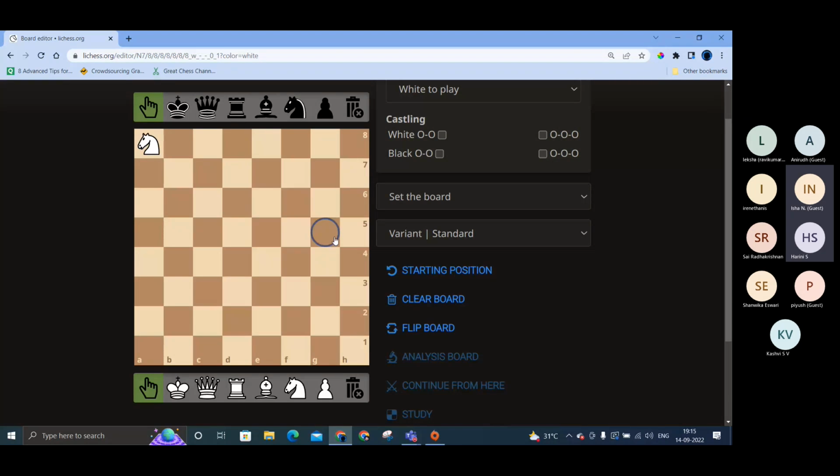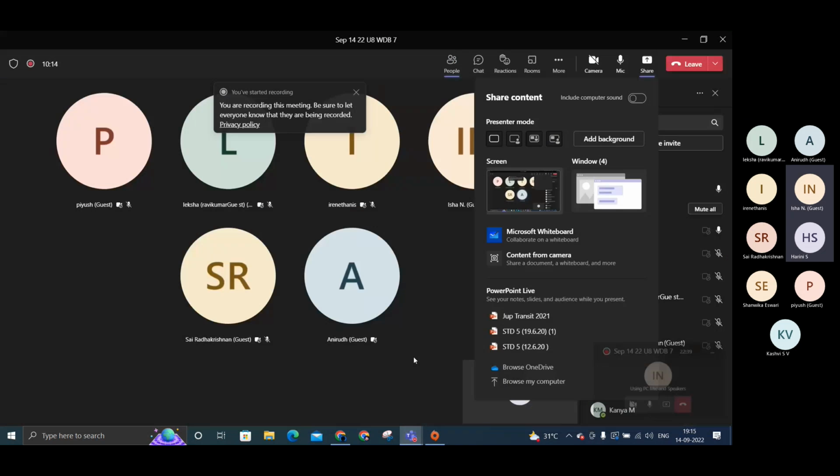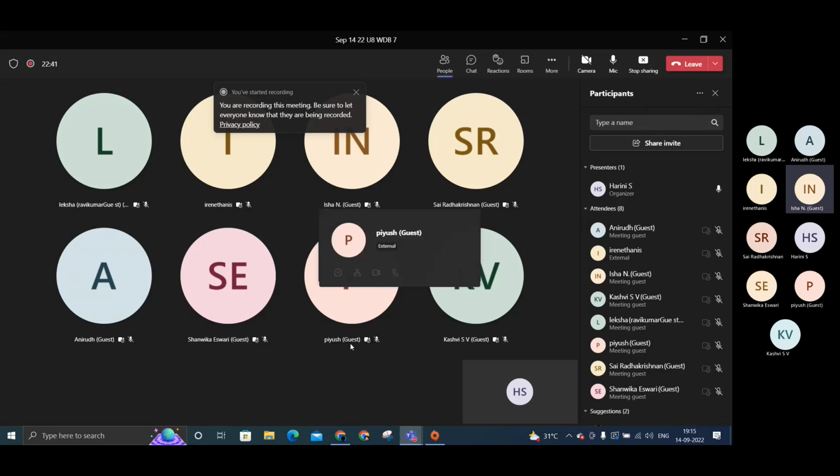Do exercise. Now I want to take this rook to G5. So with whom we will start? Any doubt in this? I hope it is clear. Any doubt?